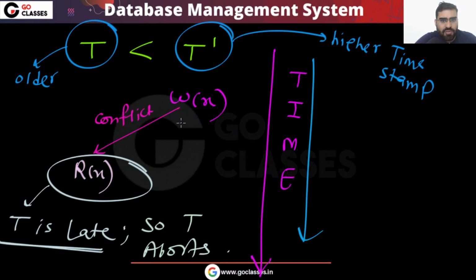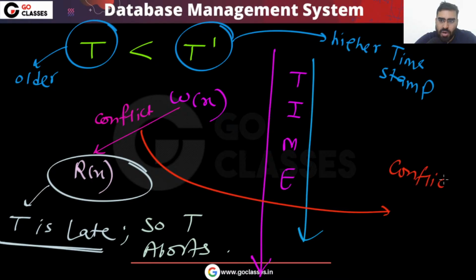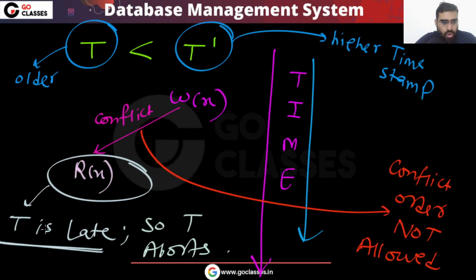Okay, so here what will happen? Basically, we can't allow this conflict order. Remember, a very simple point: this order is not allowed. We cannot allow this conflict order. So who is late? T is late. So T will roll back.